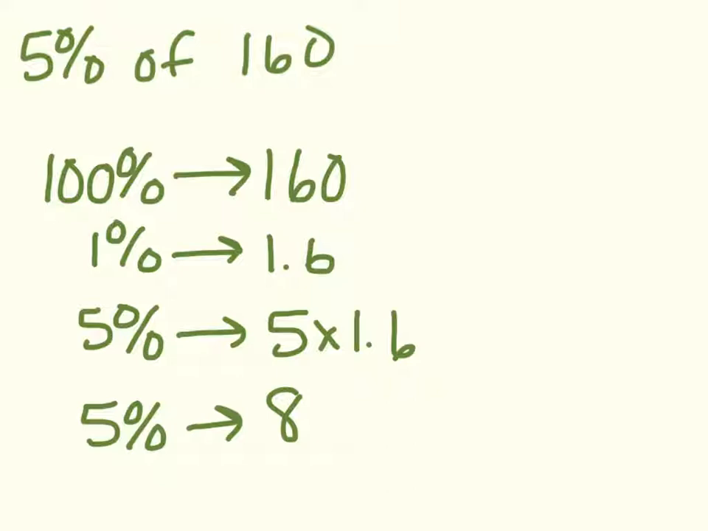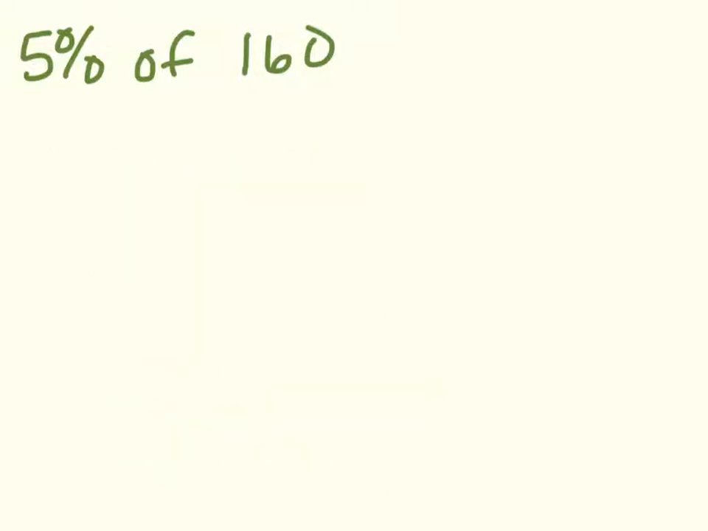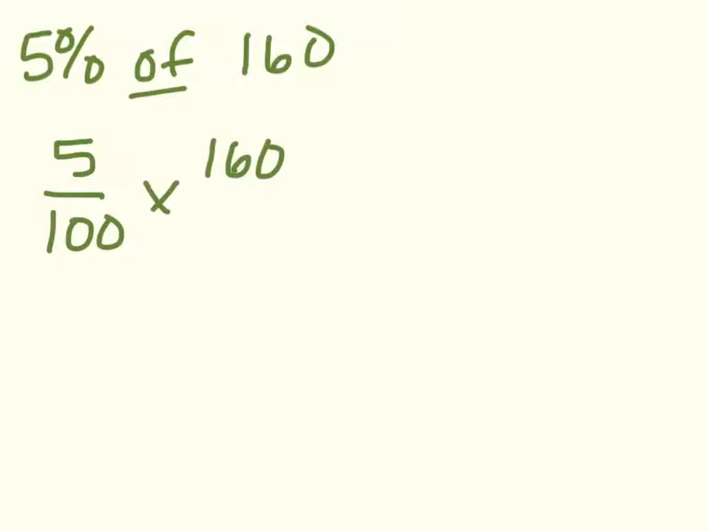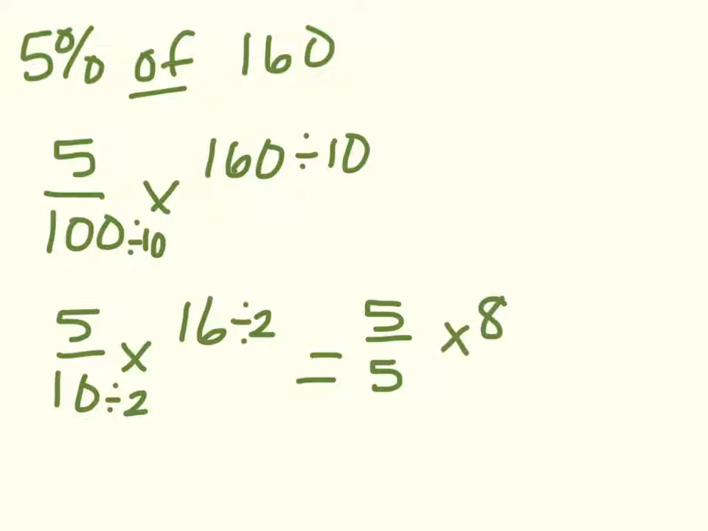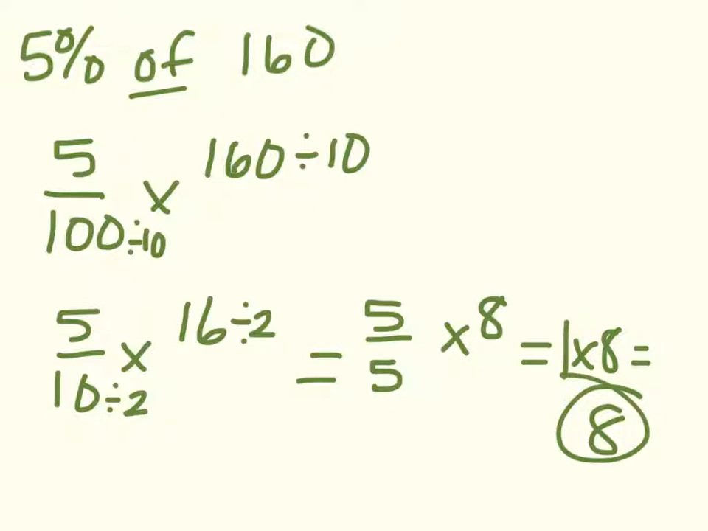Now let's work at using method 2. In method 2, we'll utilize fractions. 5% of 160 can be written as 5 over 100 times 160, because remember, of is always code for multiply. So 5 100ths times 160 gives us, well, we can cross reduce here, can't we? Each of these is divisible by 10, giving us 5 over 10 times 16. Oh, we can actually reduce that even farther, can't we? These are each now divisible by 2, giving us 5 over 5 times 8, or 1 times 8, or 8. So 5% of 160 is again 8.